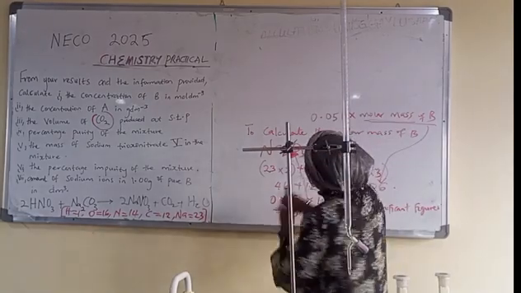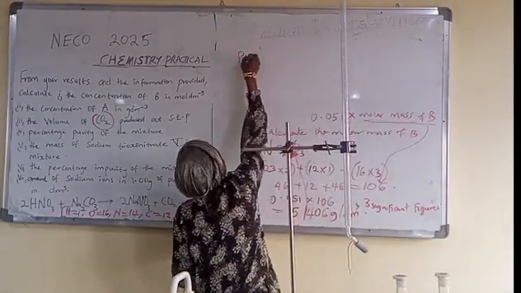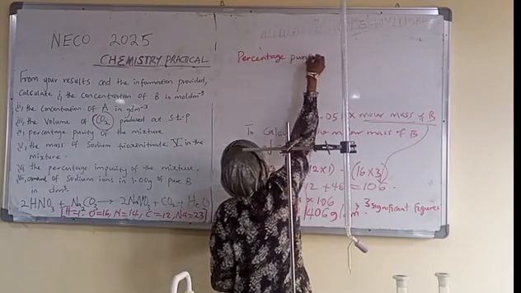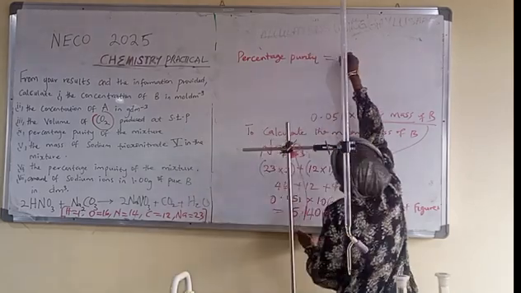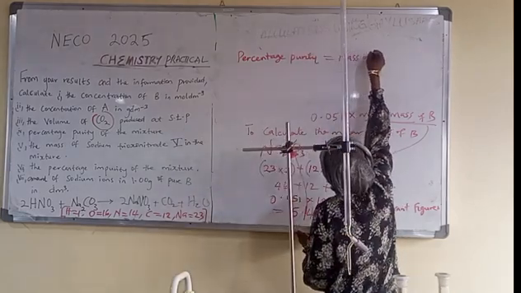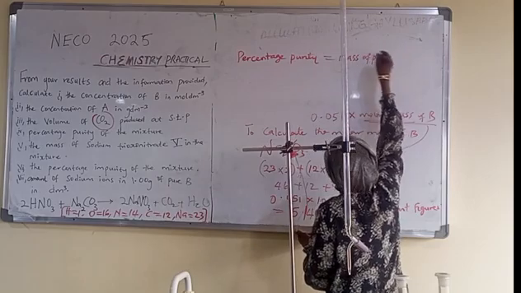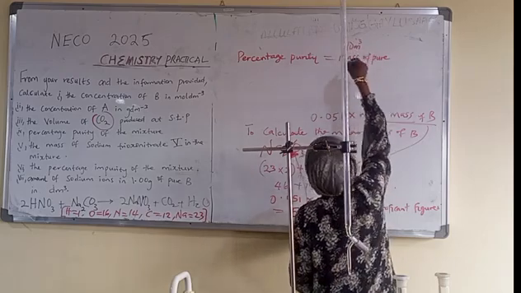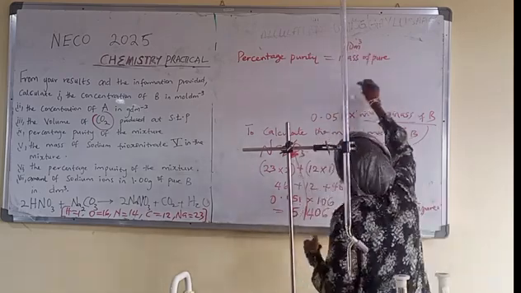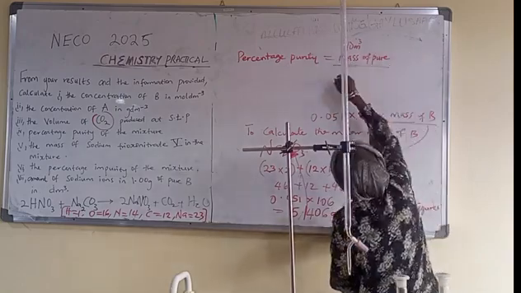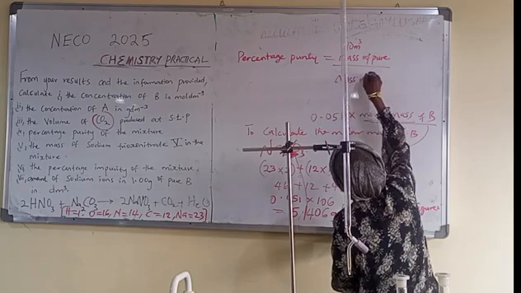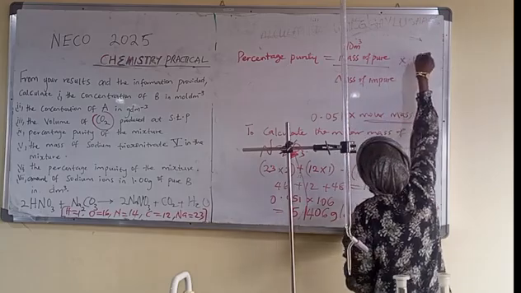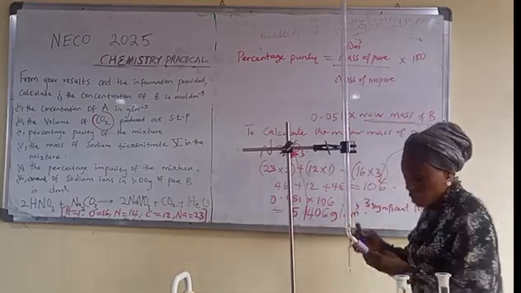So let's calculate the percentage. The percentage purity will now be, the formula, mass of pure, this concentration in gram per dm cube that you have obtained. This mass is that gram per dm cube. Mass of pure all over mass of impure, whatever you are calculating, times 100. Percentage is always out of 100.